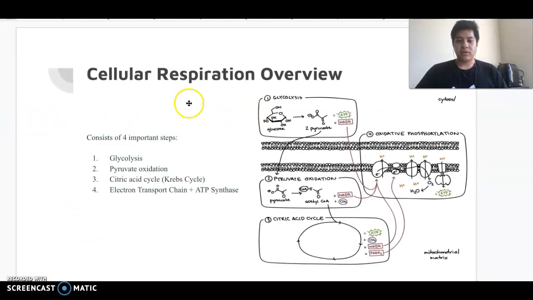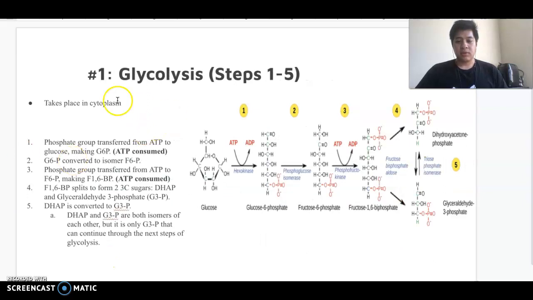So this is an overview of cellular respiration. As you can see based on the image over here, it consists of 4 important steps: glycolysis, pyruvate oxidation, citric acid cycle or Krebs cycle, and oxidative phosphorylation, which includes the electron transport chain and ATP synthase. So let's start with step 1, which is glycolysis.